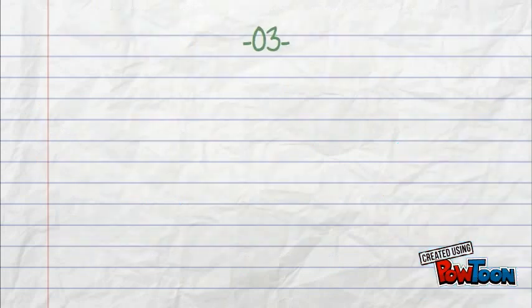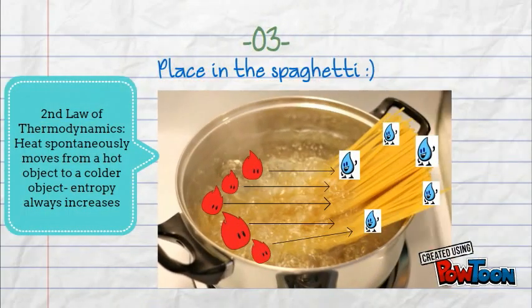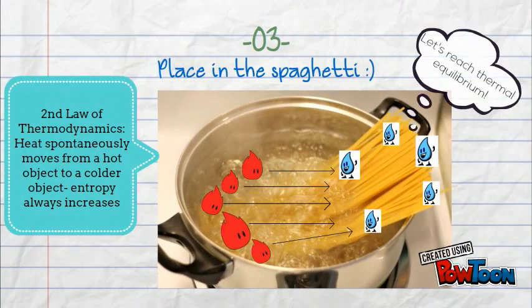Step 3. Now place in the raw spaghetti noodles. Due to the second law of thermodynamics, which states that heat spontaneously moves from a hot object to a colder object, energy from the hot water will move towards the colder pasta noodles. This heat flow will continue until the pasta and water reach thermal equilibrium.